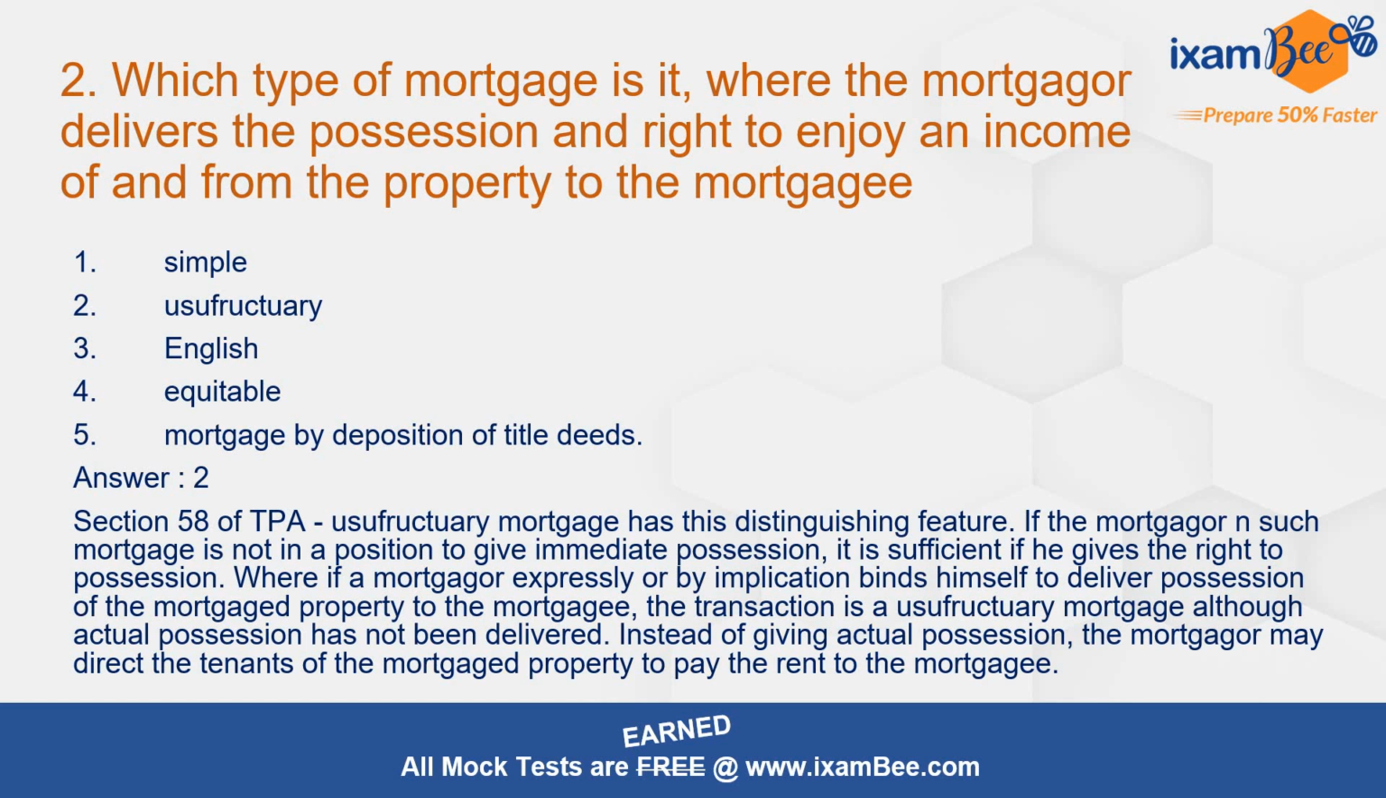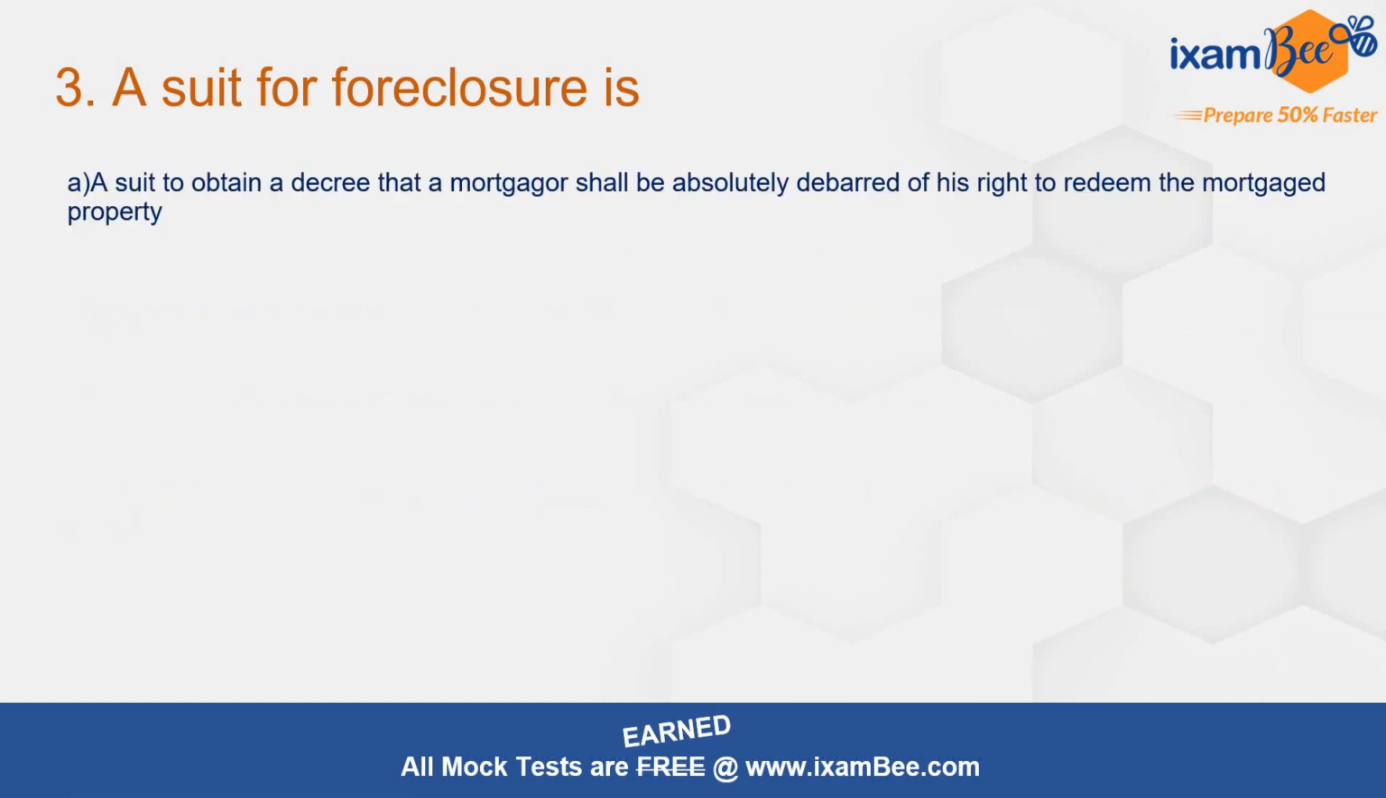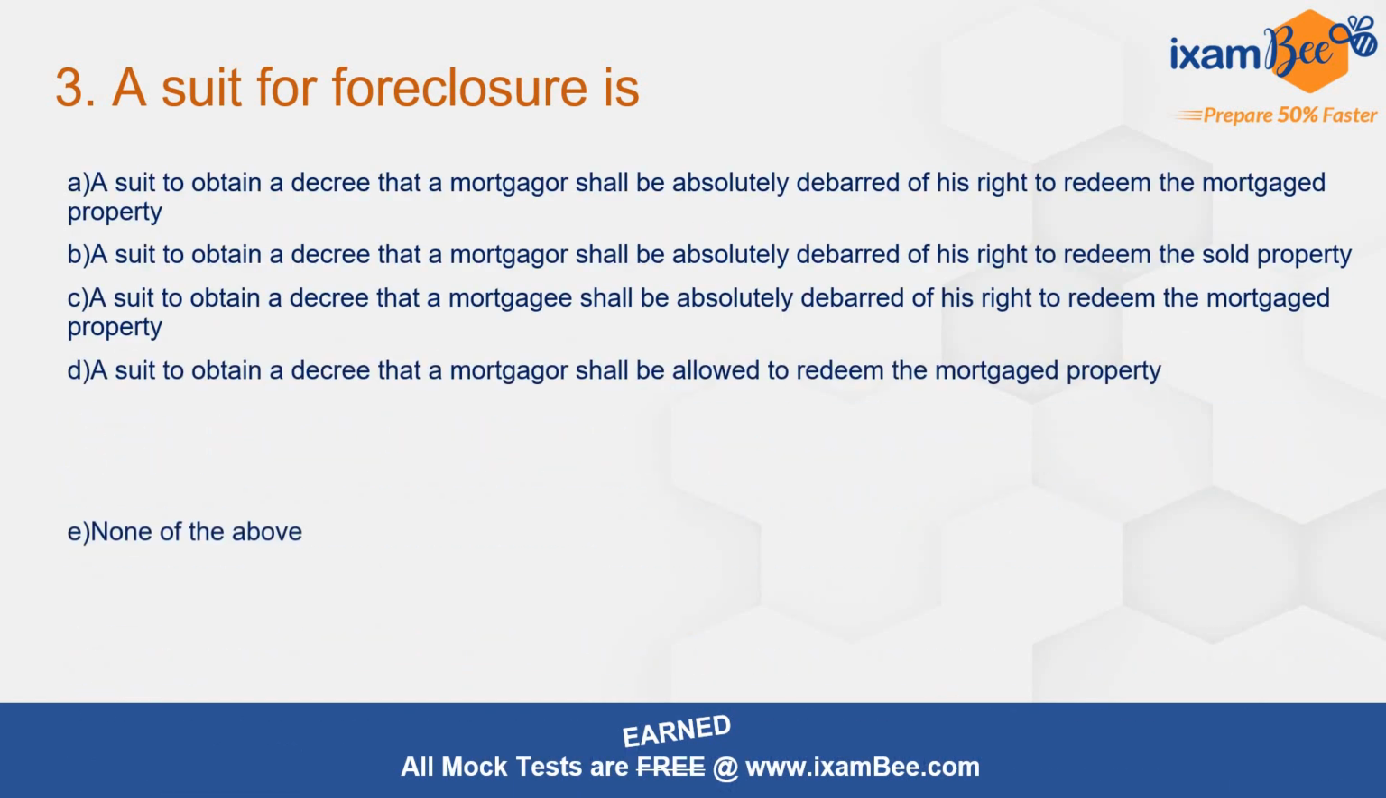Usufructuary mortgage has this distinguishing feature. If the mortgagor is not in a position to give immediate possession, it is sufficient if he gives the right to possession. Where a mortgagor expressly or by implication binds himself to deliver possession of mortgage property to mortgagee, the transaction is a usufructuary mortgage, although actual possession has not been delivered yet. Instead of giving actual possession, the mortgagor may direct the tenants of mortgage property to pay the rent to the mortgagee. Question number 3. A suit for foreclosure is, आप यहाँ पर स्क्रीन को पॉज करके ऑप्शंस देख सकते हैं.